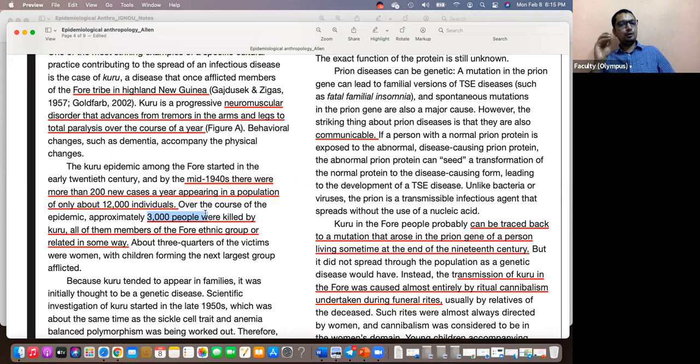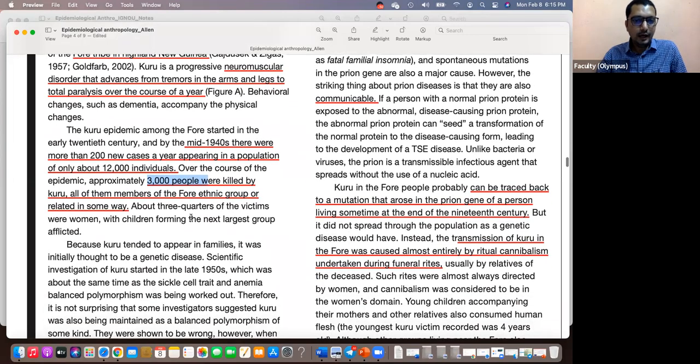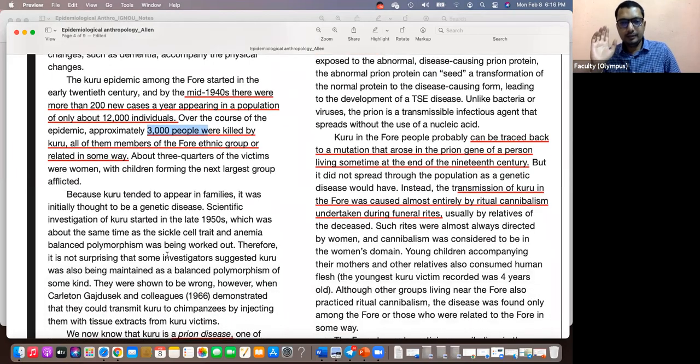All of them were from the same ethnic group of that tribe. And interestingly, most of them were women and children. Look at the connections. Initially, they thought all sorts of things. But initially, they thought Kuru is like any infectious disease spreading from person to person, because TB and those types of problems were recognized at that time. So they thought this infection is spreading like TB.